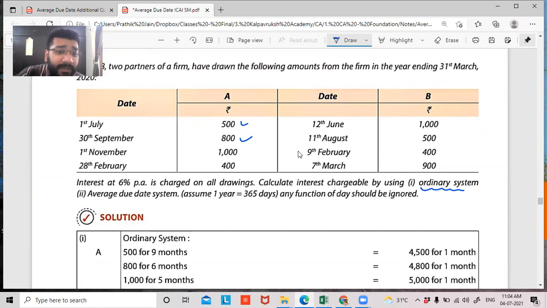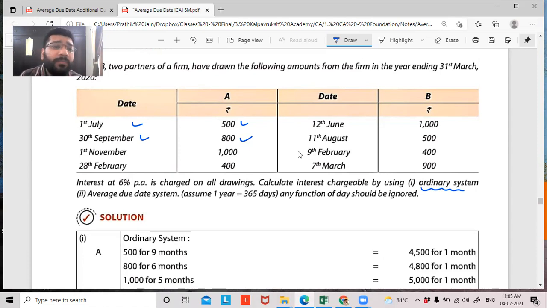And further, guys, if you see the dates also, it is 1st July, 30th of September. It is in haphazard manner. So I cannot use the average period method. Having ruled out the average period method, we are left with the simple method and the product method. The simple method you can do, but it will be time consuming because for each and every transaction, you have to calculate the interest on drawing.